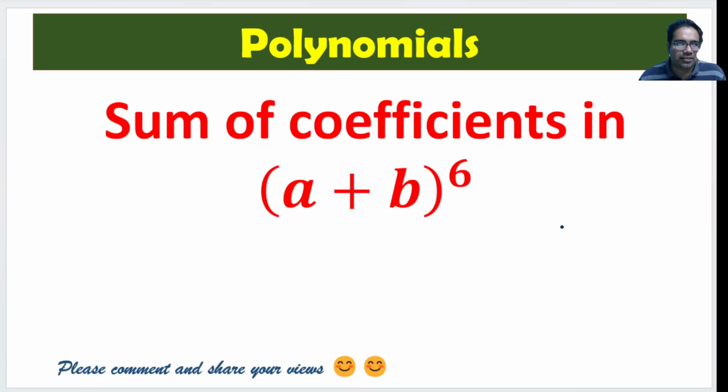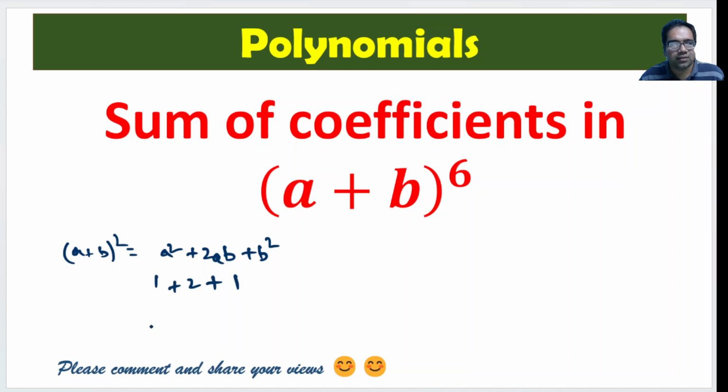For example, let's say we have (a plus b) whole square. This is a square plus 2ab plus b square. What is the sum of coefficients? Coefficient of a square is 1, 1 plus 2 plus 1. This is the sum of the coefficients, which is equal to 4.